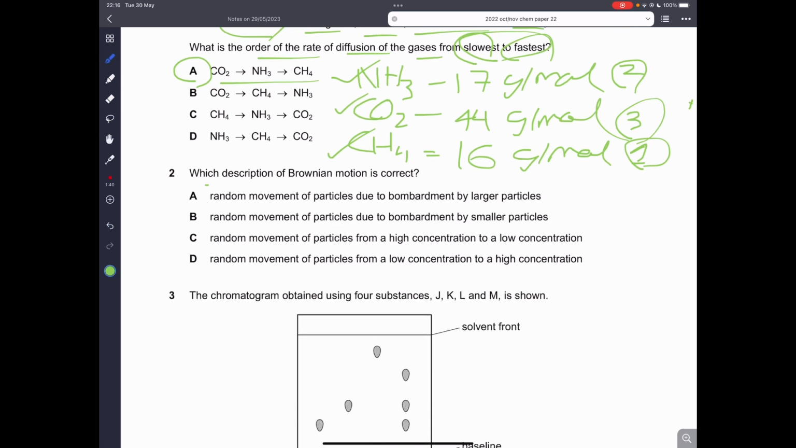Number 2. Which description of Brownian motion is correct? Well, remember, Brownian motion is the random movement of the large particles. This is due to the fact that when you look under the microscope, you can see that they are being bombarded, being collided with smaller particles, such as water molecules or air particles. So it is the random movement of particles due to bombardment by smaller molecules, and this would be the correct answer. So B is the correct answer.